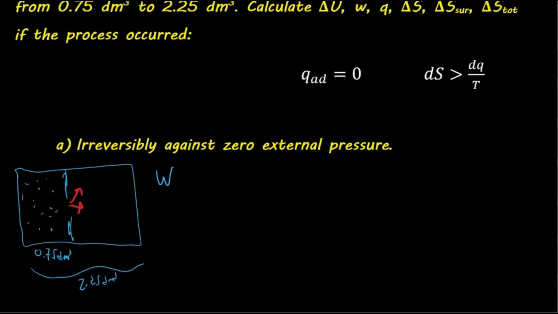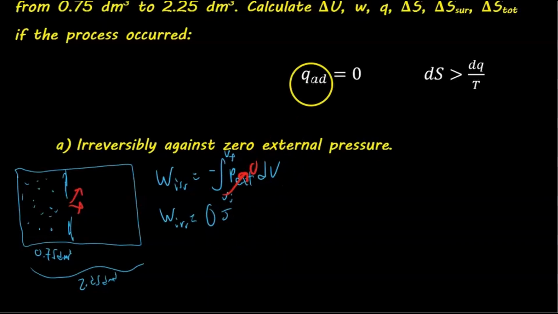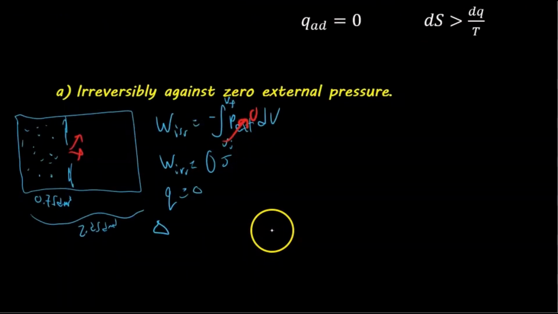Now, the irreversible work is defined as the integral of P external times dV from V1 to V final. If P external is zero, then the work is zero as well. Irreversible work is zero joules here. Work is zero, and there's no energy being transferred as heat into or out of the system, so Q is zero as well. That means the change in internal energy, based on the first law, is zero as well.